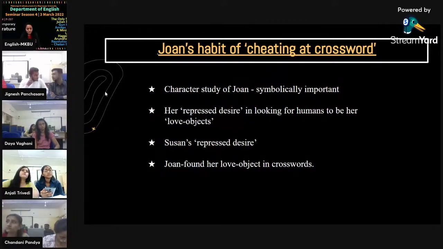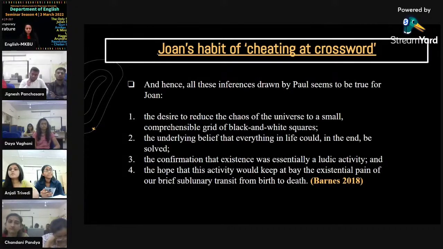Her repressed desire is in looking for humans to be her love object. This is for Susan. John's habit of cheating at crossword. And hence all this inference drawn by Paul seems to be true for John, as mentioned in this novel: the desire to reduce the chaos of the universe to a small, comprehensible grid of black and white squares, the underlying belief that everything in life could, in the end, be solved. So it is the belief, and the confirmation that existence was essentially a ludic activity, and the hope that this activity would keep at bay the existential pain of our brief sublunary transit from birth to death.